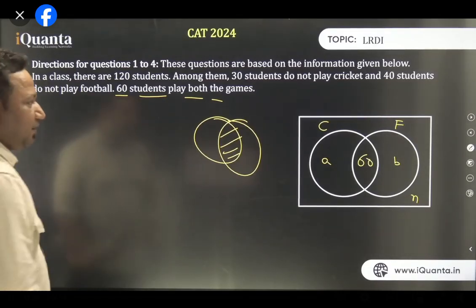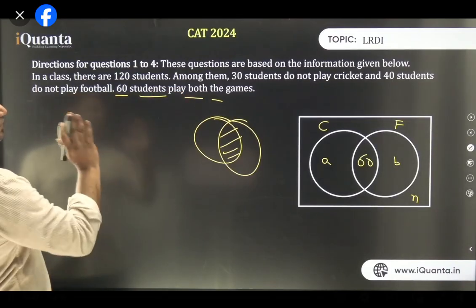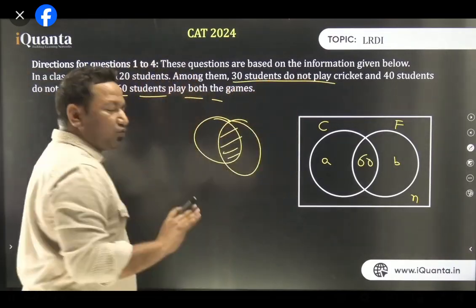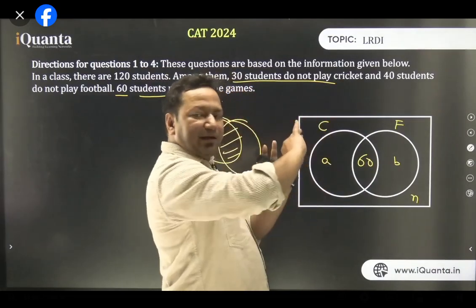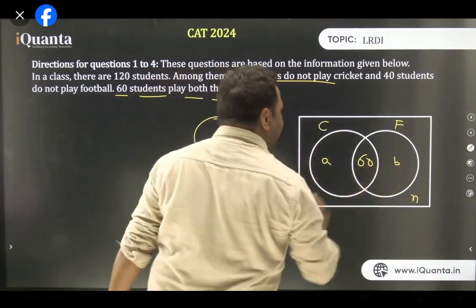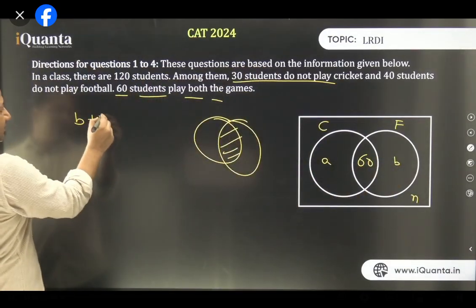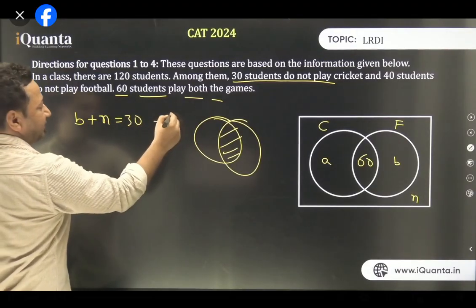All right. So 30 do not play cricket. So who are not playing cricket? Those who are not inside this circle, who do not play cricket. They are playing either only football or nothing. That is B plus N. So B plus N becomes 30. Let this be equation number 1.